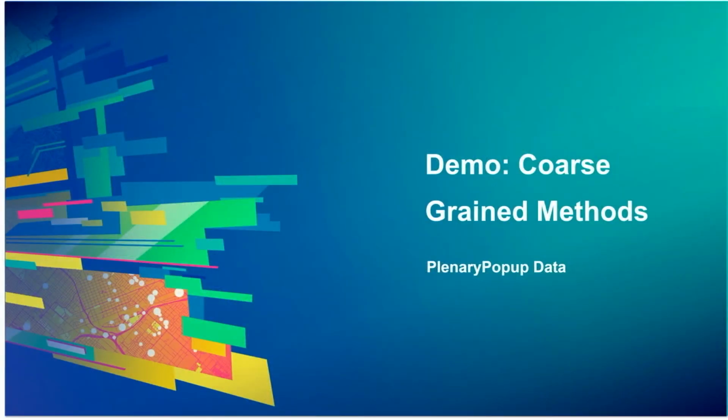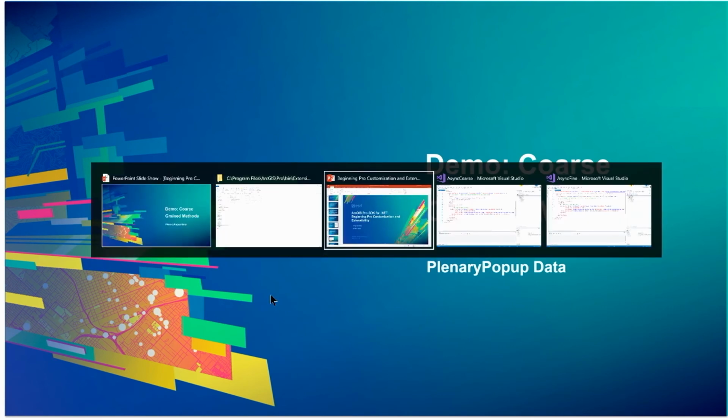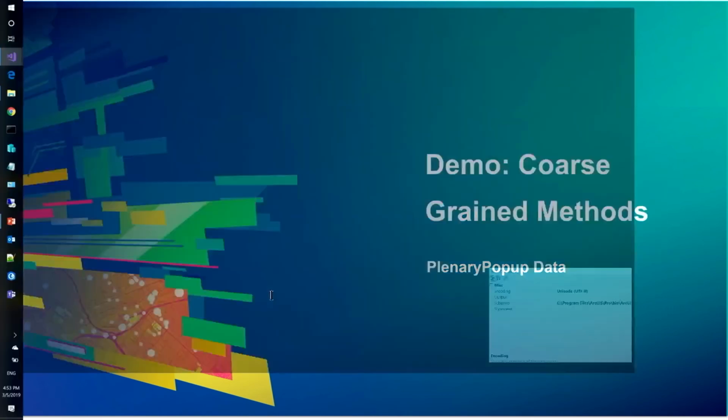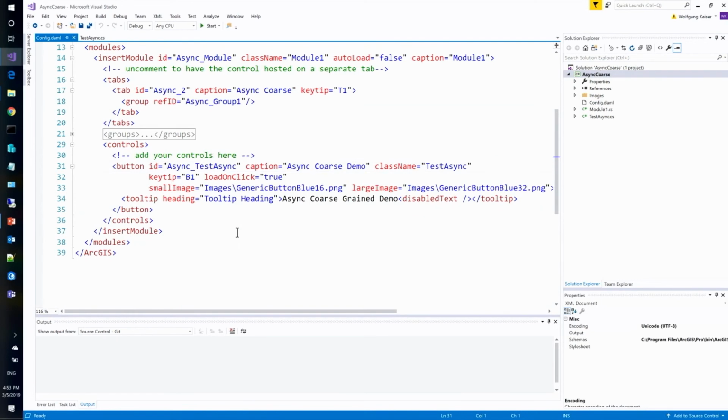So that looks like a big task, but we're going to do a demo and it will become a little clearer when we do our first demo. So for this demo, what I did is, I did the same thing Uma did earlier. I created an add-in. I added one single button to the add-in. You can see that button here. It's a class named test async.